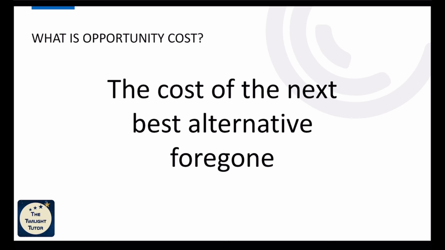Two personal examples to you might be, if you chose to study as opposed to work, the opportunity cost is the wage that you would have earned had you chosen to work instead of studying. So in this instance, the cost is the missed out wages, and the best alternative foregone was the work in order to achieve those wages.